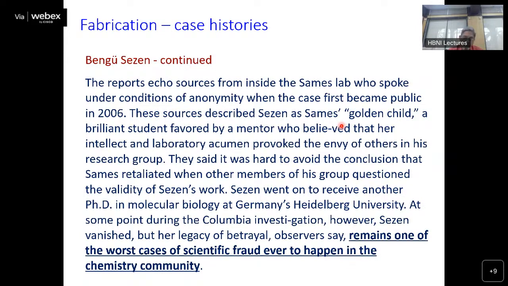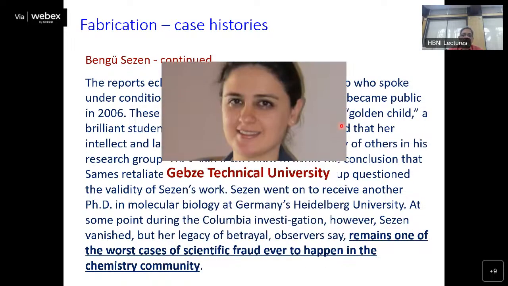Her degree was also withdrawn from Columbia University. But then she was brazen enough to go to another place in another continent. She went to Heidelberg University, got a PhD in molecular biology, and everything was fine. But whatever she did at Columbia University was total fraud. And where is she now? She is now at some place in her own country, and she is quite happy.